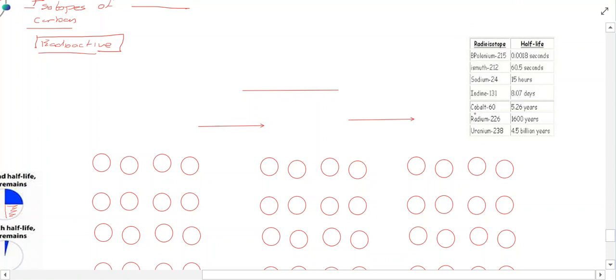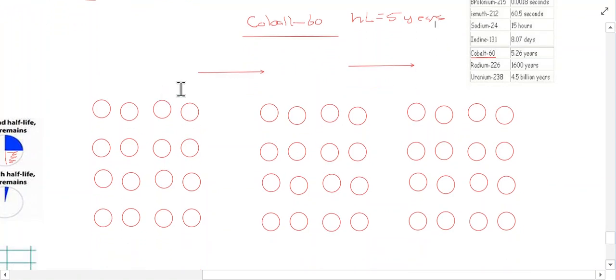So if you look at, for example, cobalt-60, it has a half-life of 5.26 years, so we'll just say its half-life is 5 years. Half-life is equal to 5 years. So what does that mean? Imagine we have a sample of cobalt-60, which is just made up of atoms of cobalt. Imagine these are our atoms. We start off with 16 cobalt atoms, and none of these atoms have decayed yet.